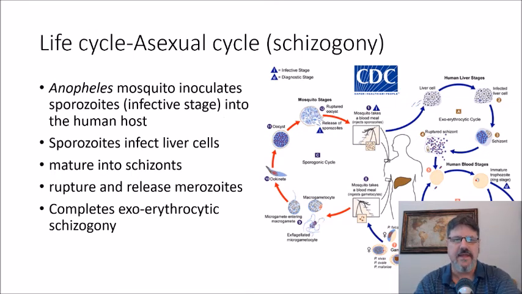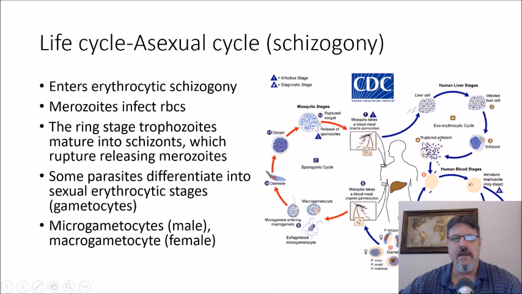So let's go ahead and take a look at the life cycle of malaria, and it is very, very complex, and we're going to go through several slides to get through it all. And if we look right here, the Anopheles mosquito will inoculate the infective stage, or the sporozoite, into the human host. In the human host, the sporozoites first attack the liver cells. So they go to the liver cells, they multiply, they mature into schizonts, and at some point the cell will rupture and release the merozoites. And this is the completion of the exoerythrocytic cycle, or the cycle outside of the red blood cell.